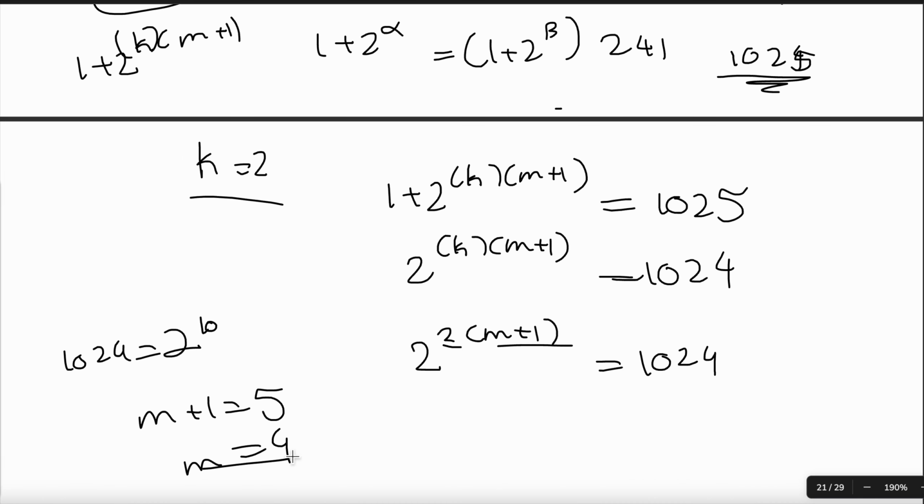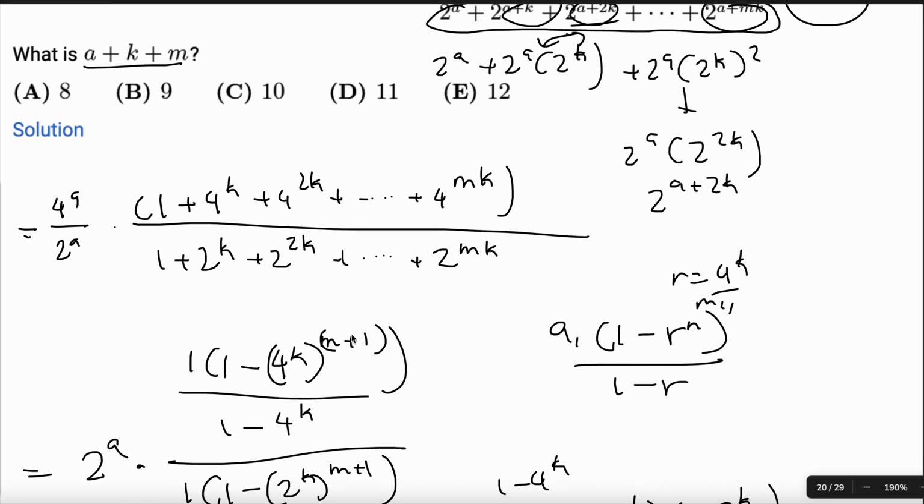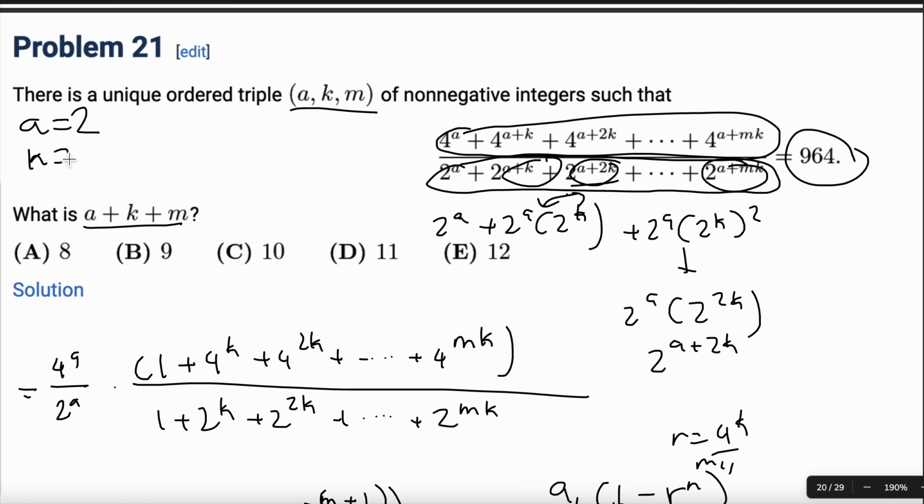So we found k and m that really satisfy the equation, and that's an ordered triple that satisfies this. So we know that a is 2, k is 2, m is 4. Add these up, 2 plus 2 plus 4 is 8, and so it satisfies it. We found the ordered triple, and it's an answer choice, and it's also the correct answer.